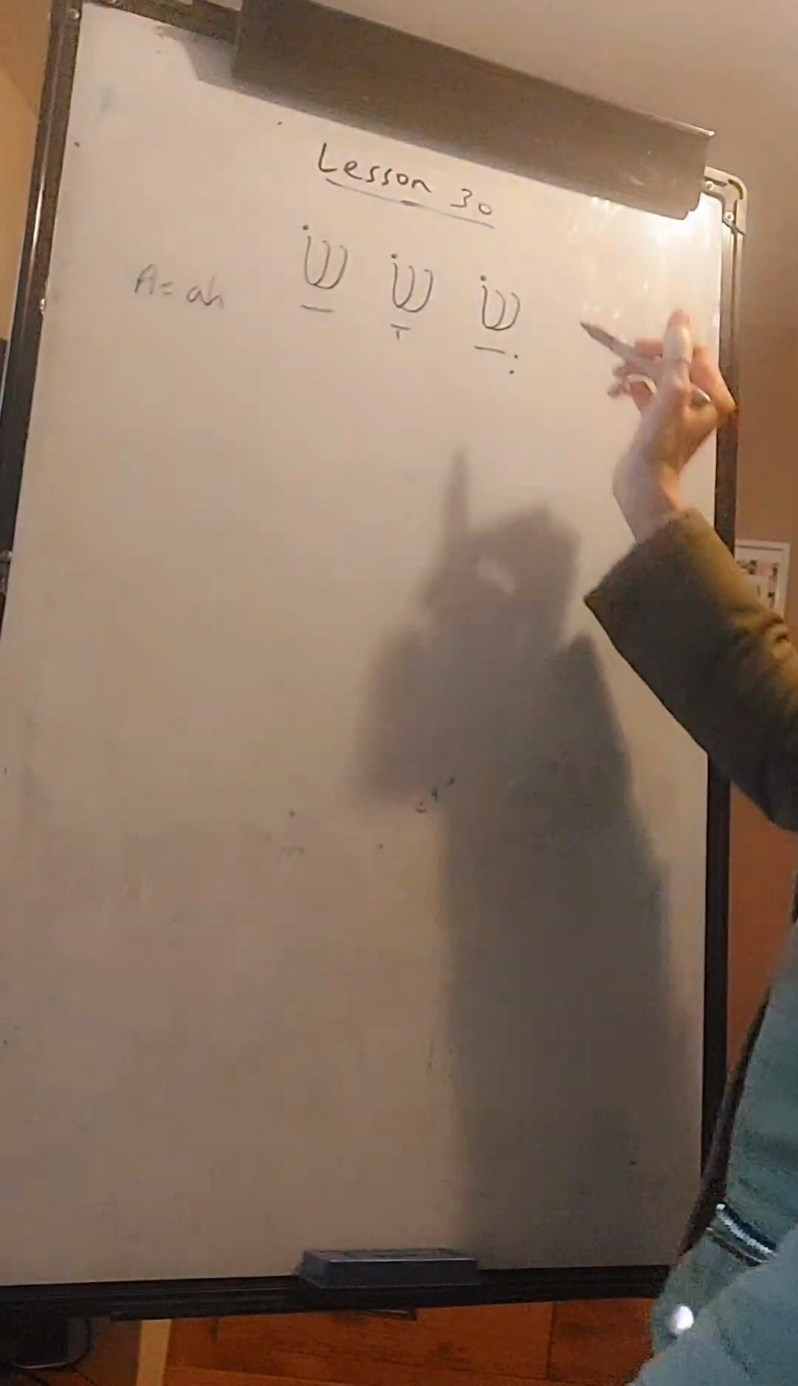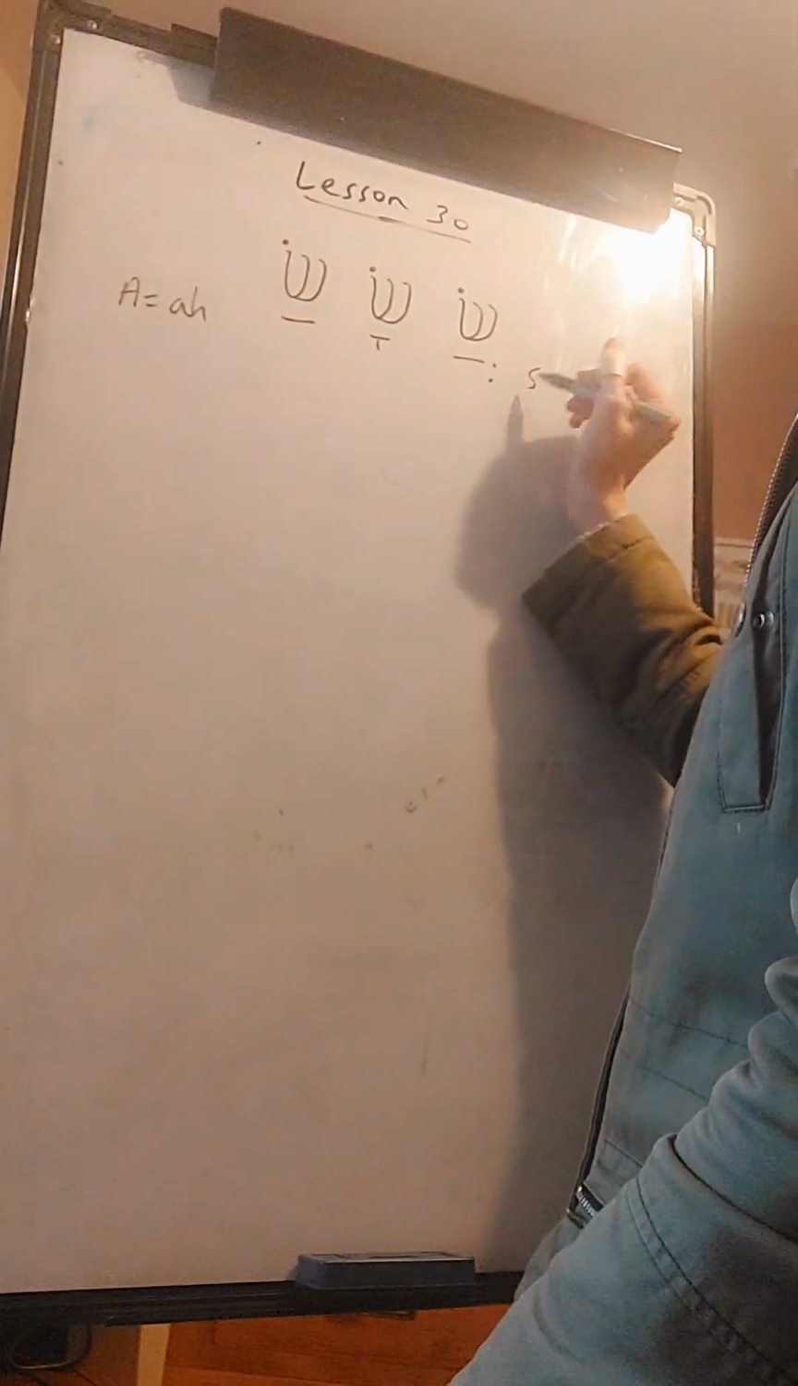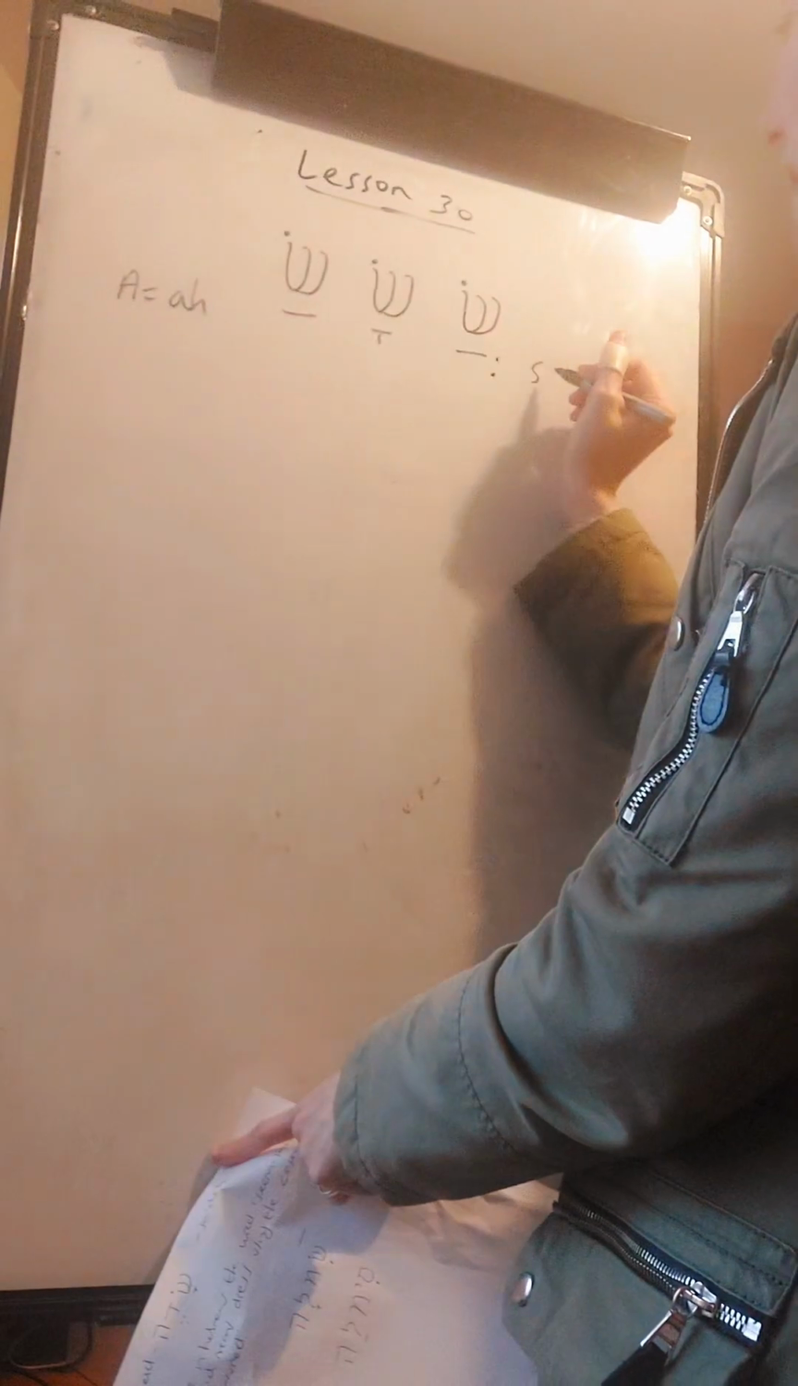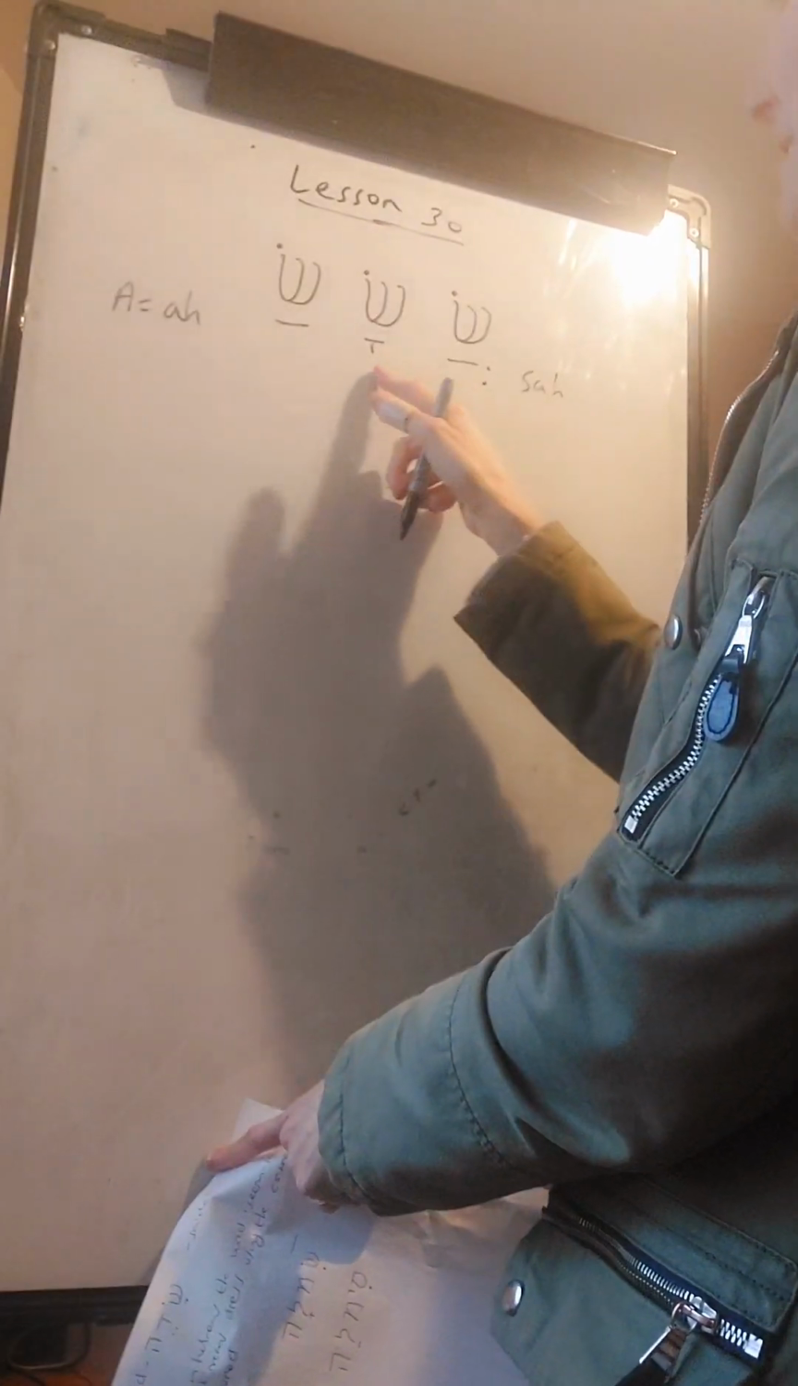So we're going to practice the seen with vowels. The dot is over the left this time. So the A vowel sounds as a. Sound of the consonant, s. Sound of the vowel, a. Sa, sa, sa.